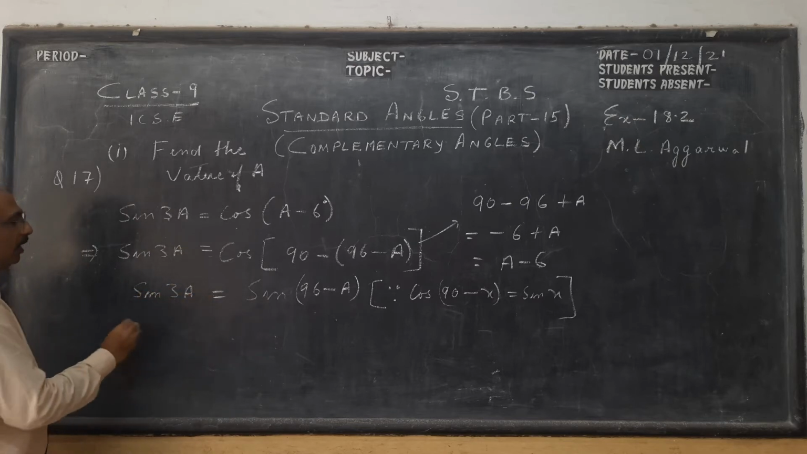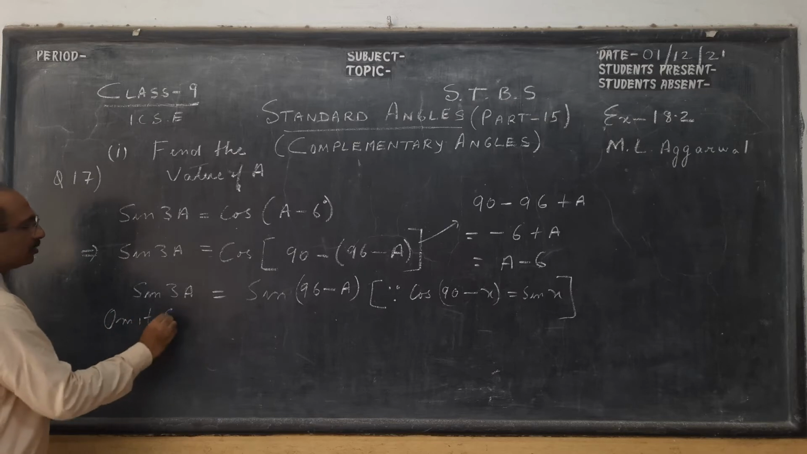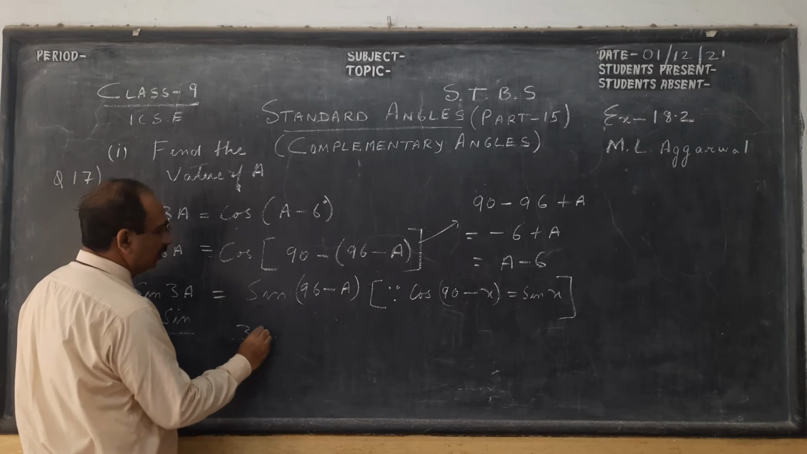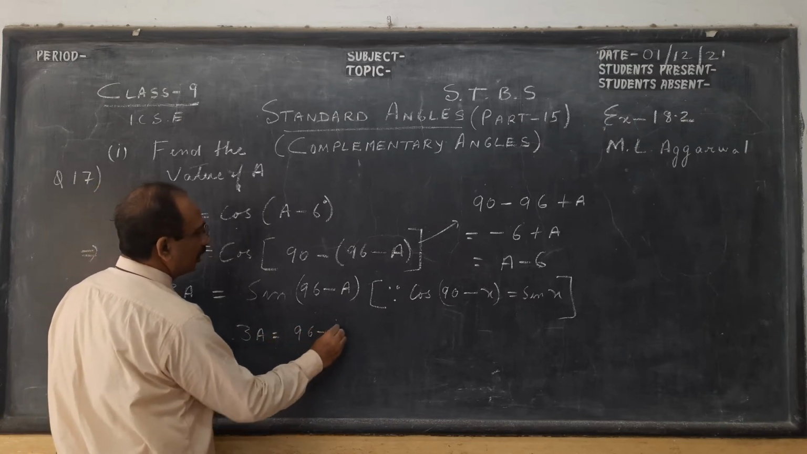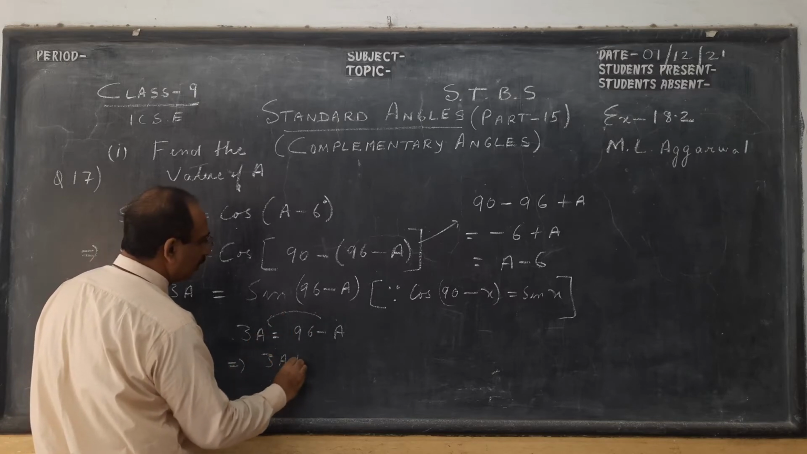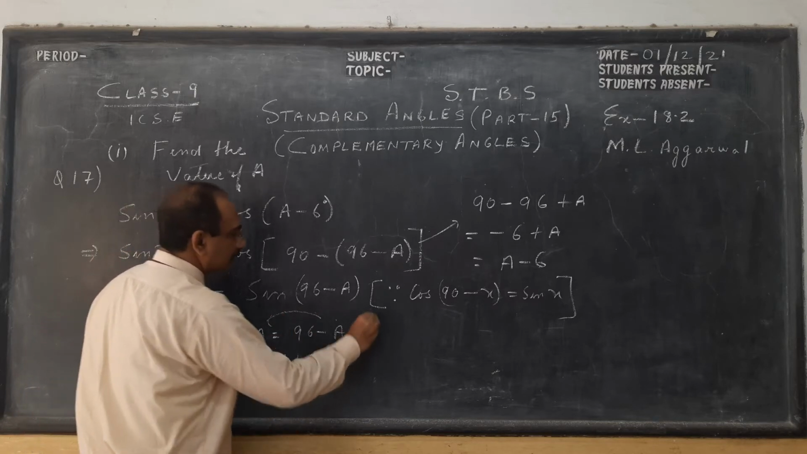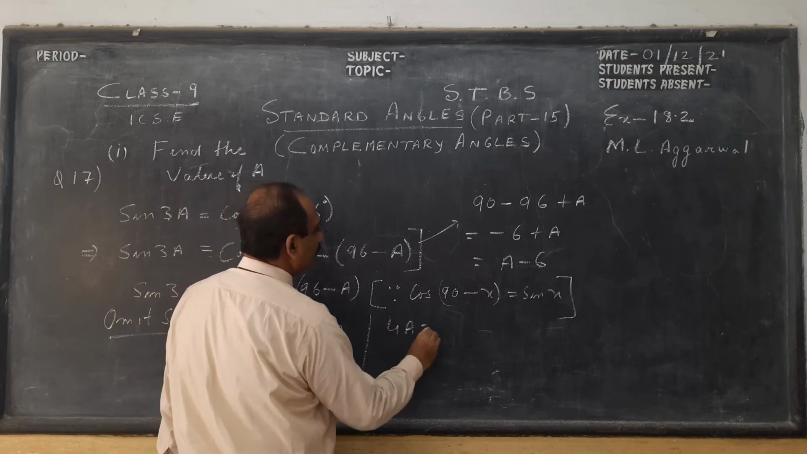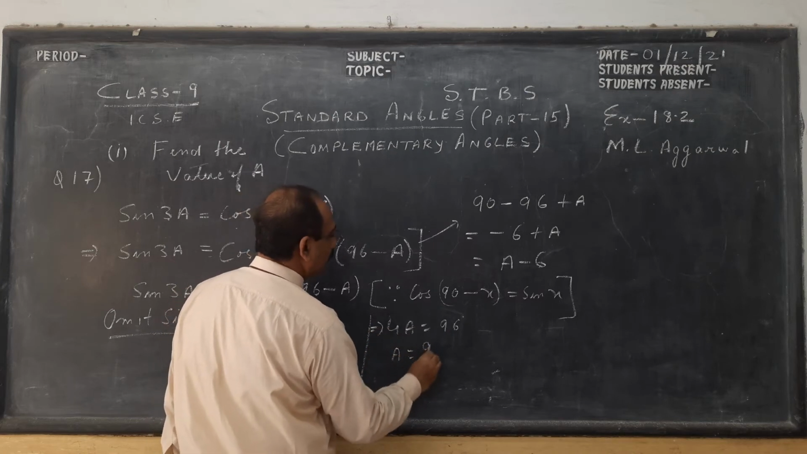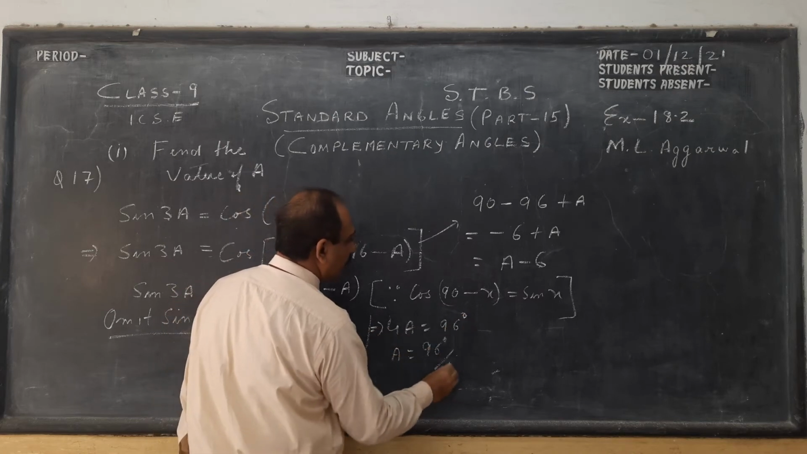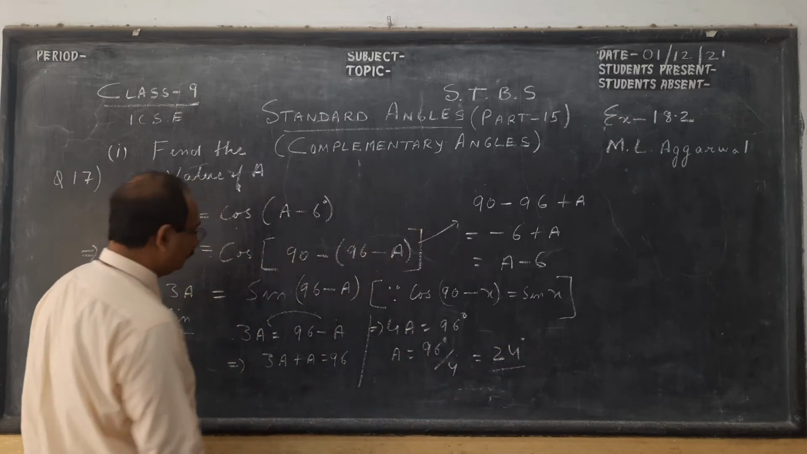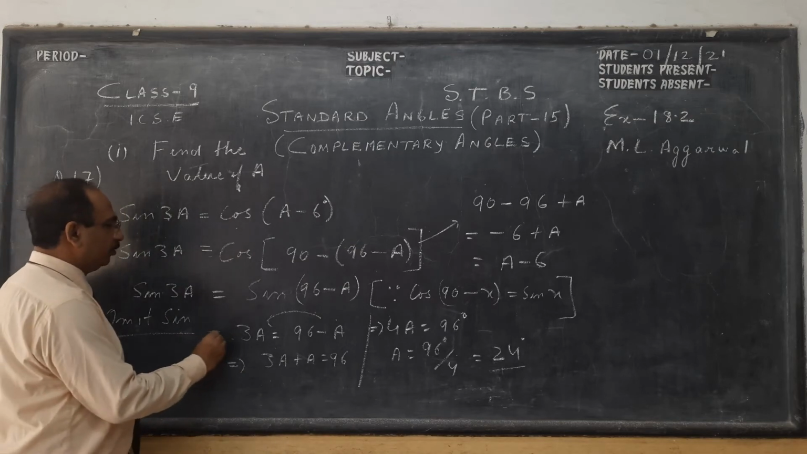Now, since both sides we have sine, we can omit sine, like we omit log. So 3a, both sides you remove sine, is 96 minus a. So it becomes a simple equation. A comes here, we get 3a plus a is 96. 4a is 96 degrees. Therefore, a is 96 degrees by 4, which is 24 degrees. Okay, so this is how we do.